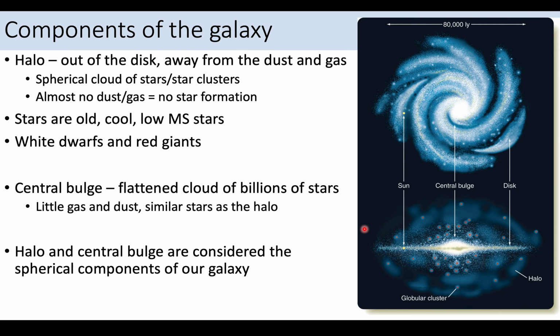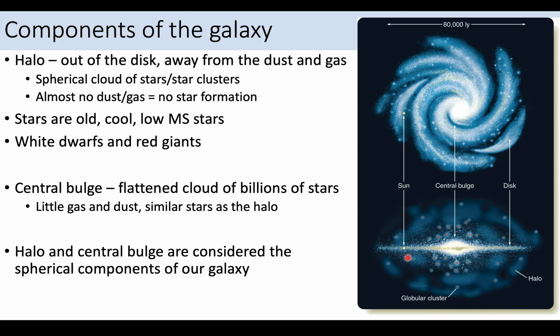The next piece is the halo. The halo is the spherical component of our galaxy. The disk is three-dimensional, but you can think of it as something flat, something two-dimensional. The halo is the three-dimensional sphere all the way around. It's a spherical cloud of some stars and star clusters, but there's very little gas and dust. There's really not much material, and there's no star formation in the halo. All the star formation of the galaxy occurs in the disk.